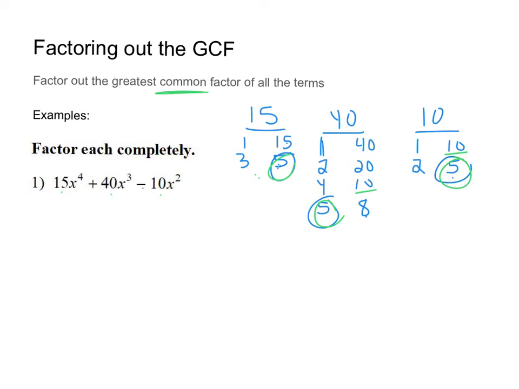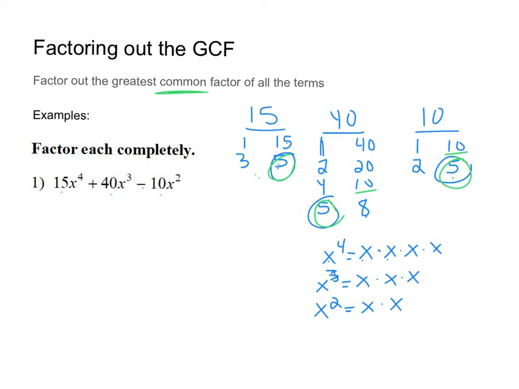Now let's talk about the variables. For our variables, we have x to the fourth, x cubed, and x squared. Sorry, my 3 is a little messed up. If you remember from your variables, the reason x to the fourth power has a 4 is because it's really x times x times x times x. There are 4 x's, but instead of writing all of this out, we just write x to the fourth power. And x cubed is x times x times x. x squared is x times x.